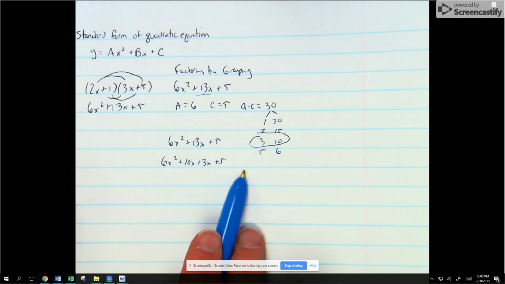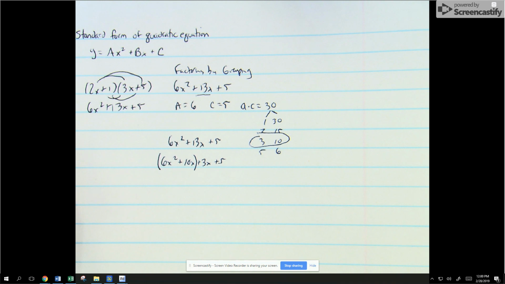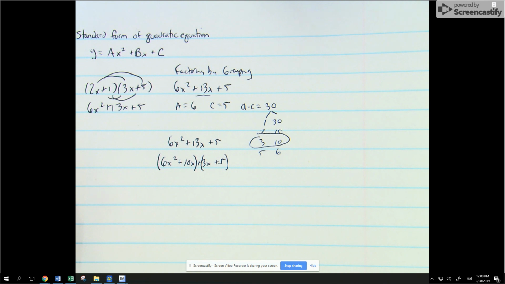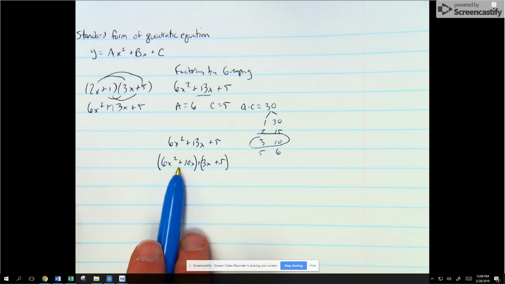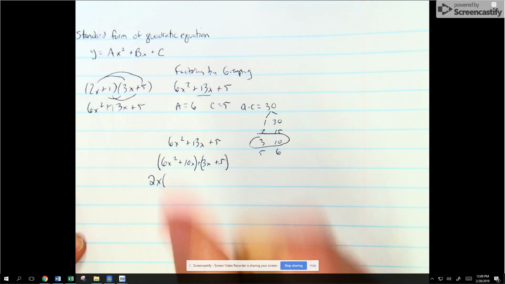Once you have these four things written, put the first two in a set of parentheses and put the second two in a set of parentheses. Once you have the first two in a set of parentheses, you have to take out the greatest common factor of both. So I have 6x squared plus 10x. What is common to both 6x squared and 10x? A 2 and an x. So you can take out a 2x from both.